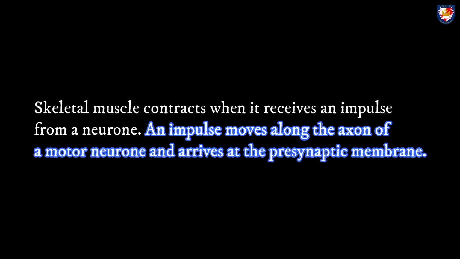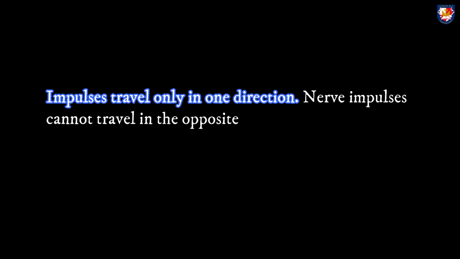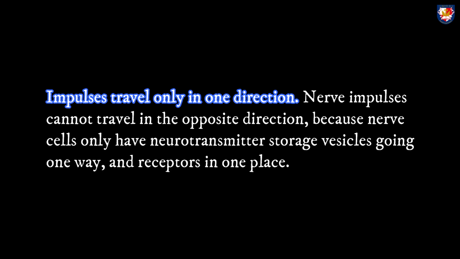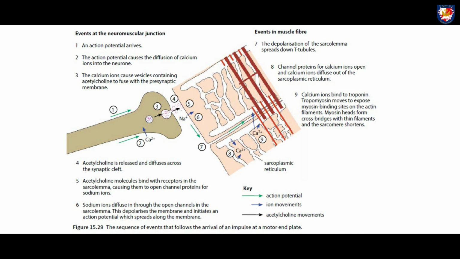Skeletal muscle contracts when it receives an impulse from a neuron. An impulse moves along the axon of a motor neuron and arrives at the presynaptic membrane. Impulses travel only in one direction. Nerve impulses cannot travel in the opposite direction because the nerve cells only have neurotransmitter storage vesicles going one way and receptors in one place. Figure 15.29 shows the sequence of events that follows the arrival of an impulse at a motor end plate.